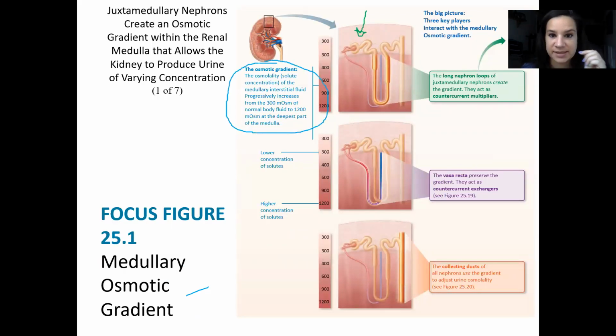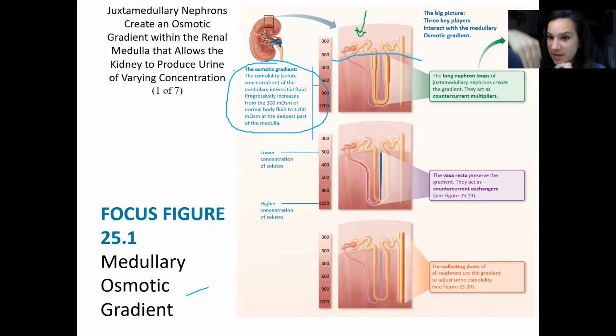As we're coming from the PCT into the nephron loop, right here, we are crossing into the renal medulla, and the osmotic concentration changes here. Coming into the renal cortex, the relative concentration of blood, and also the interstitial fluids in the tissues, is about 300 milliosmoles. And that's pretty much what it is in your whole body. That's where you want to be. That's what you're striving for, your normal.